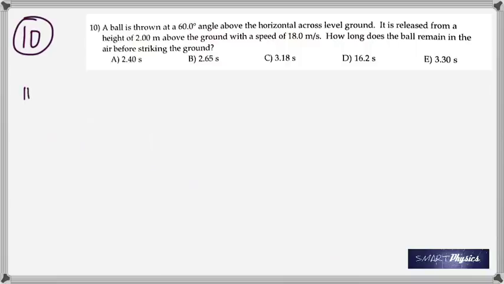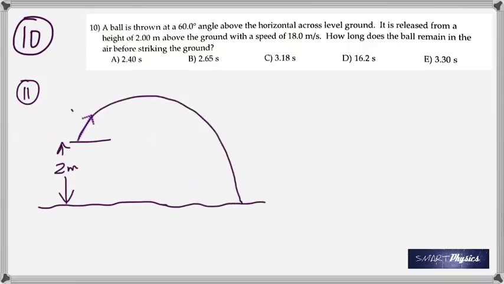Number 10, a ball is thrown at 60 degrees above the horizontal across a level ground. It is released from a height of 2 meters above the ground with a speed of 18 meters per second. How long does the ball remain in the air before striking the ground? Okay, this is the situation. You throw the ball from here, and therefore delta y is minus 2 meters, because it goes below where it was thrown. And of course, the components are 18 cos 60 and 18 sine 60.